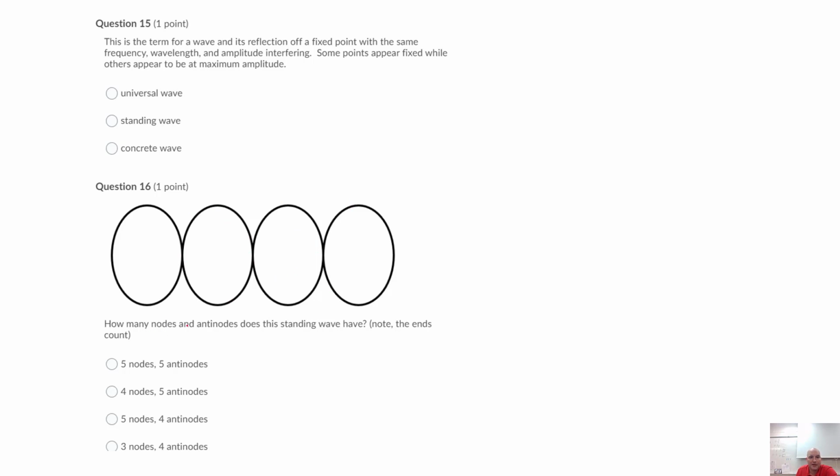And then how many nodes and antinodes does the standing wave that you see here have? And the ends do matter. So when you're thinking of the term node versus antinode, these things are going to matter. So you have the lines represent one of those things. I'm not going to tell you. You can rewind the video if you need the help. And then these dots represent something else. So what is your answer?